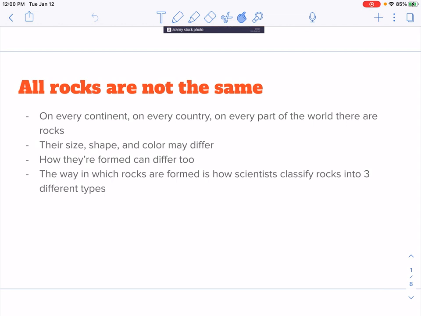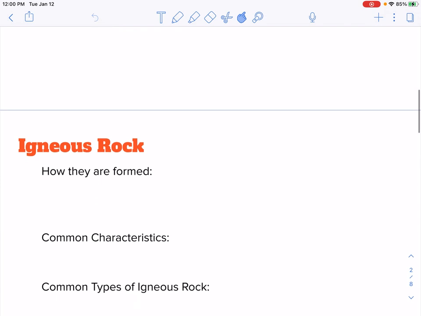The way they are formed, and sometimes how they look as a result, is how scientists classify rocks into three major types. We're going to talk about those three major types. The first type we're going to talk about in this video, I think we'll just concentrate on one here, is igneous rock.